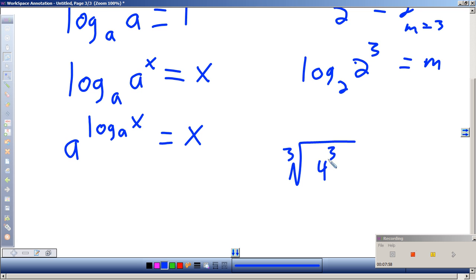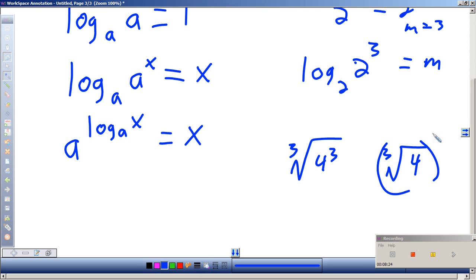What's this going to equal? 4, because the cube root and the cube cancel. They are opposite operations. When we look at this one, the log base a and a to the x, they are opposite operations. They cancel, leaving you with x. And the same thing applies here. What if I did the cube root of 4 raised to the third? Do they cancel out still? Yes. And the same thing here. a raised to the log base a cancel, leaving you with just x.